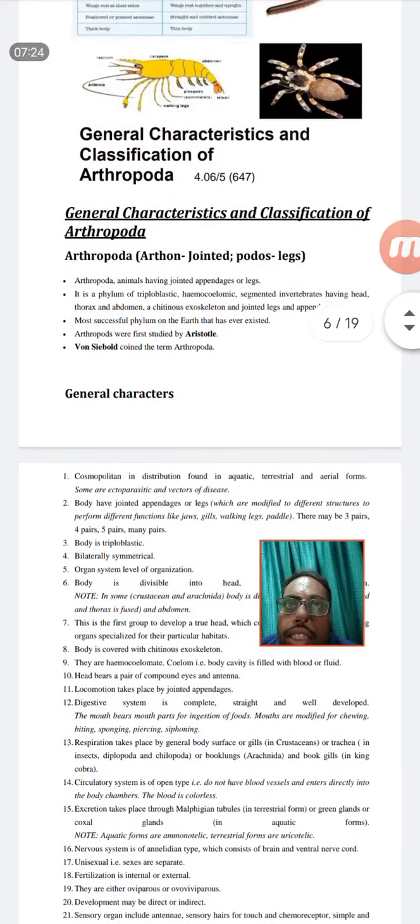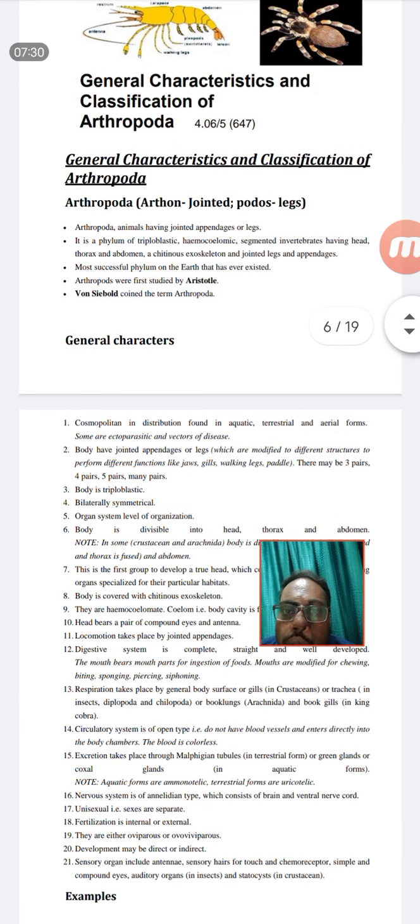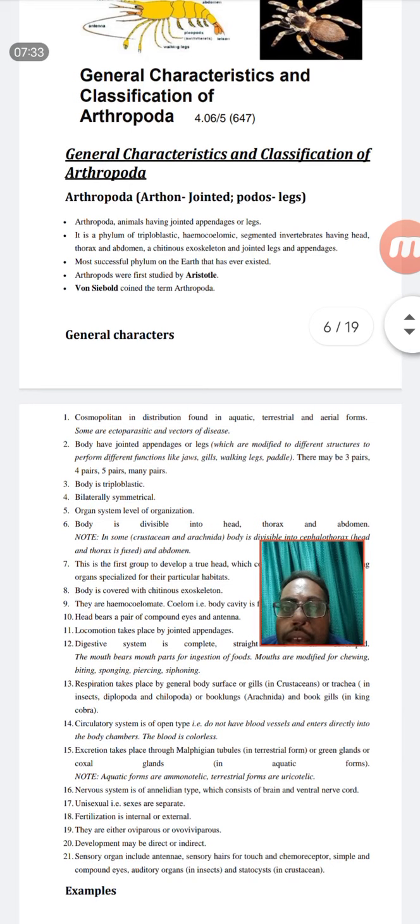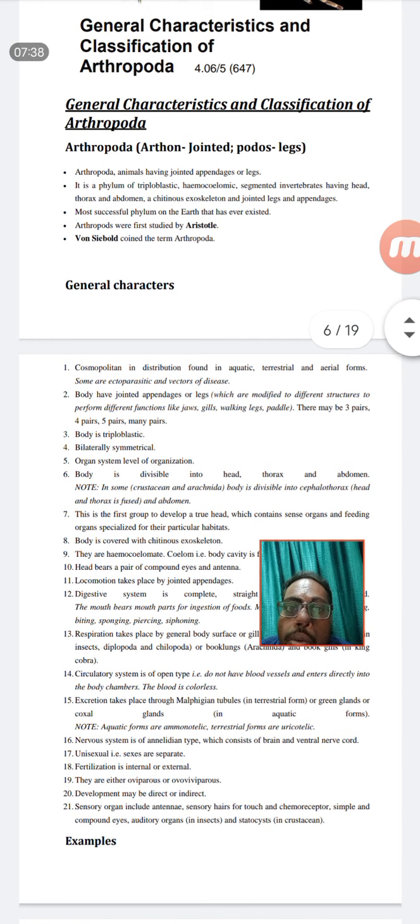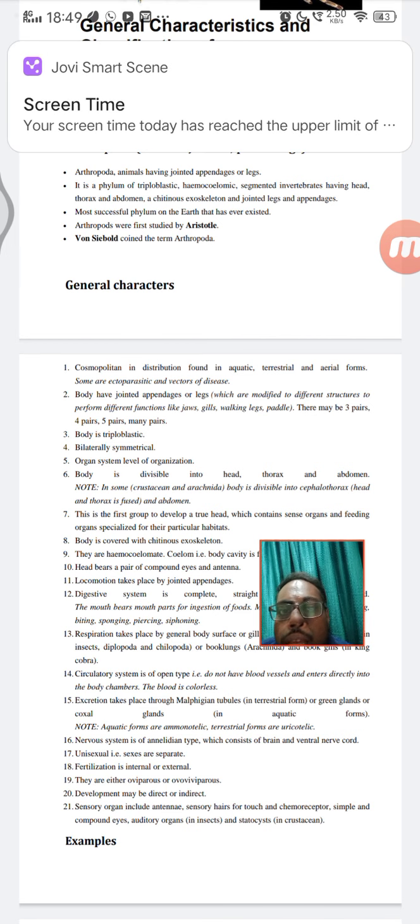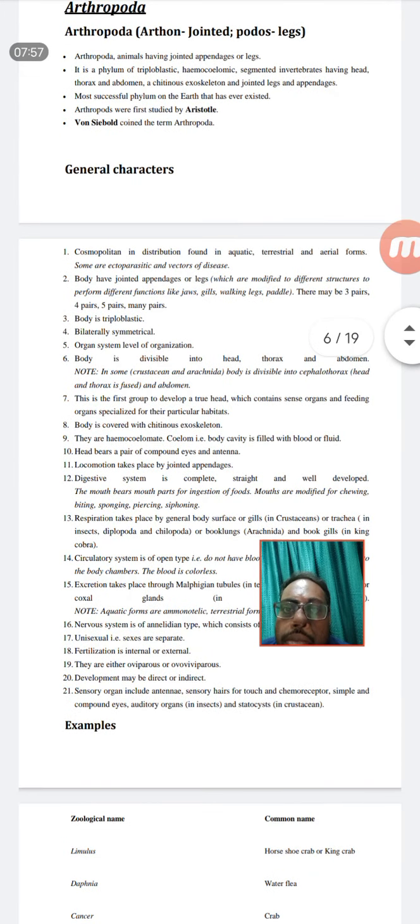And their body, they have jointed legs. We can see the appendages of them are jointed. They are triploblastic, bilaterally symmetrical. Organ system of organization is there. Body is divided into head, thorax, and abdomen. And in some organisms it will be cephalothorax, that means cephalo means head, and thorax means the trunk part. So they both are attached together, for example in spiders and other organisms. And they are hemocoelomate, that means the coelom will be filled with some fluid-like substance.